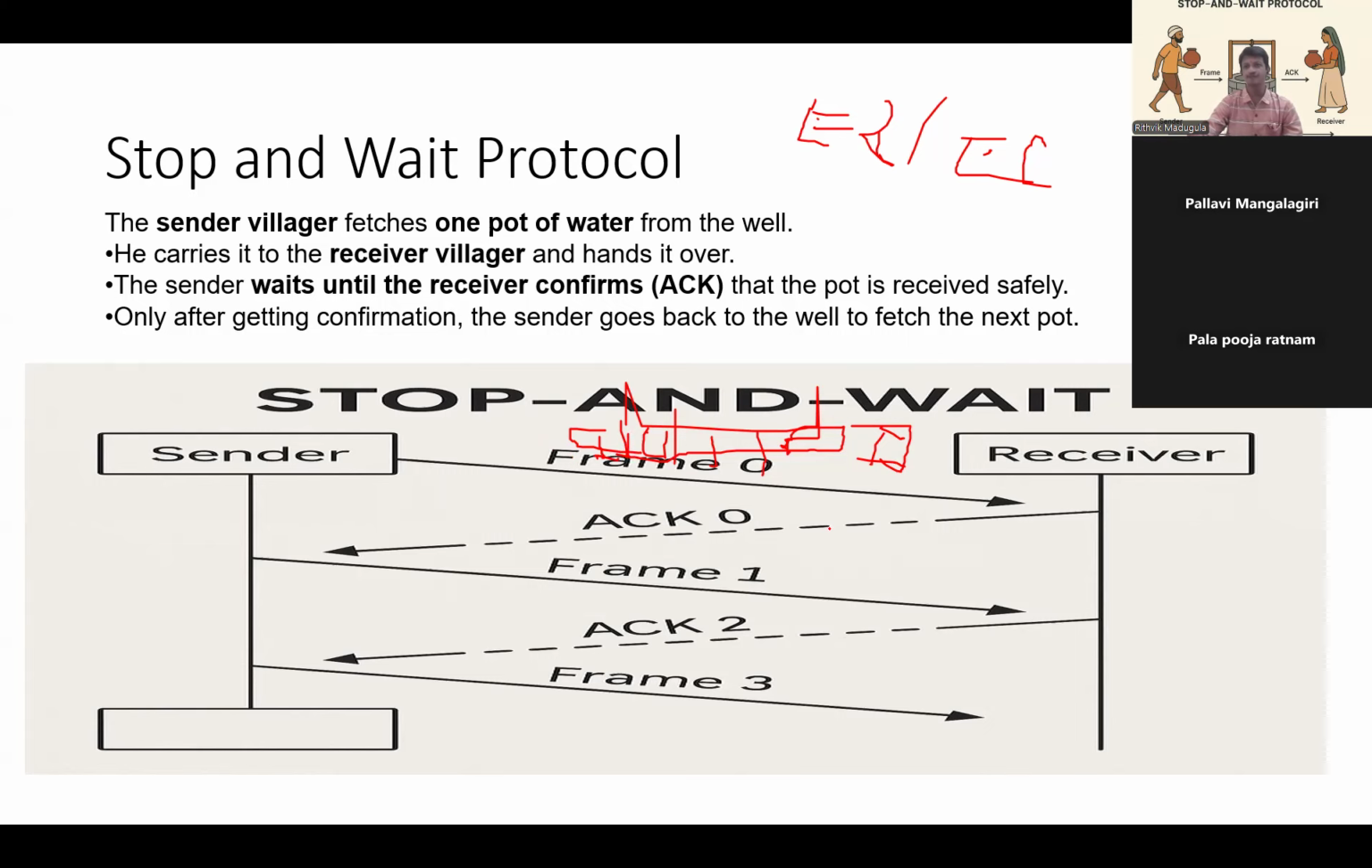Whenever a frame is sent from the sender to the receiver, only when we get an acknowledgement from the receiver will we be able to send the next frame. Until the sender gets an acknowledgement from the receiver, the sender is not enabled to send frames once again. This is the basic idea of the stop and wait protocol. Let's discuss an analogy for this.